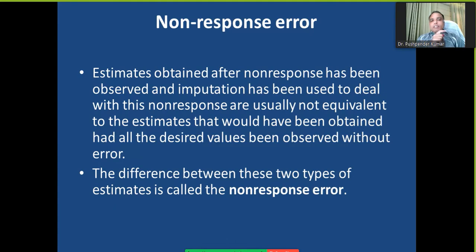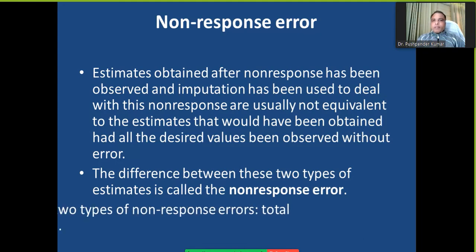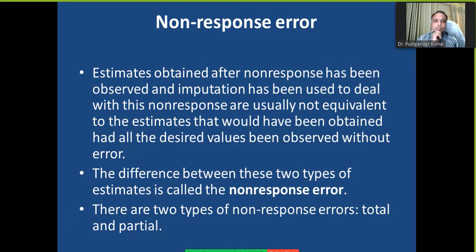Now, the difference between these two types of error estimate is called the non-response error. So this is basically a non-response error. You are looking for something and you don't get that response, and finally what you do, you fill it out with the estimation. There are two types of non-response error, total and partial. Let us see.